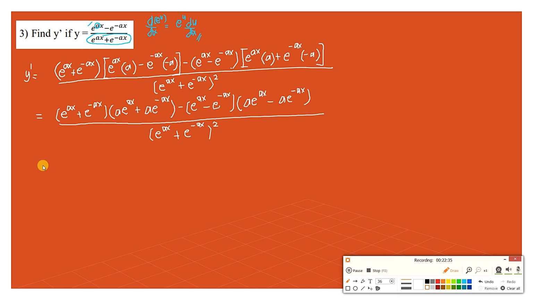Okay, so upon checking, by inspection, on the numerator, magkamukha ito, magkamukha rin ito. So, pwede kong isulat na e raised to ax plus e raised to negative ax na naka-squared. Yan. Minus, pwede rin sa kabila, pagsamahin ko. Kasi magkamukha naman.